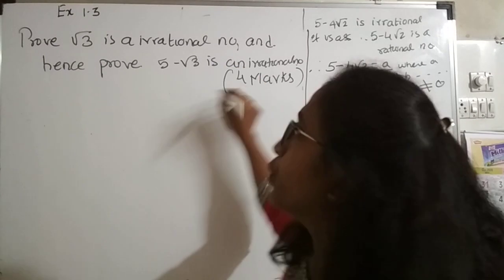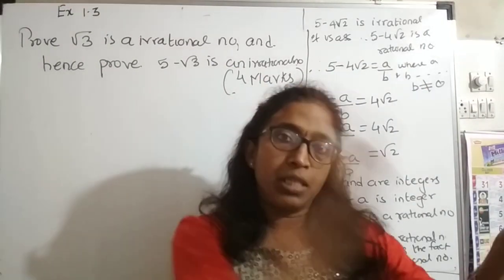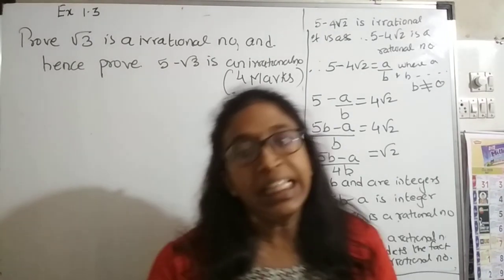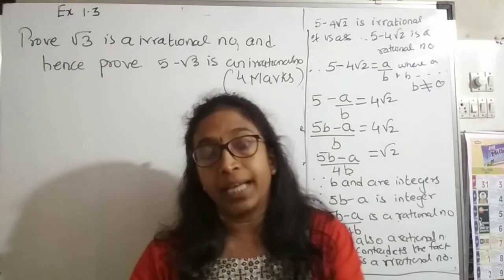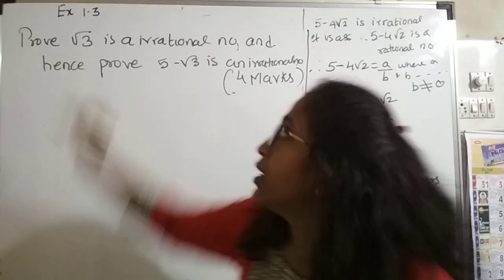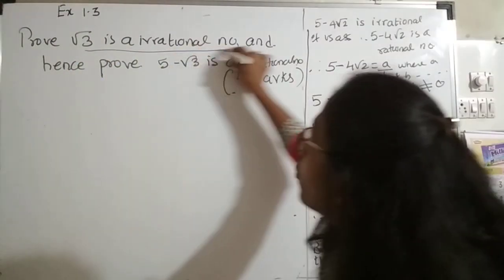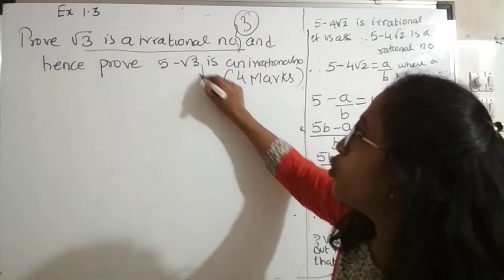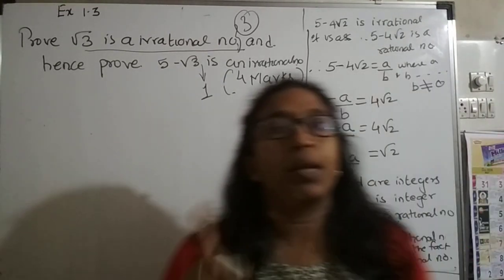Now in this case what will you do? Will you prove that root 3 is an irrational number, the whole theorem, and then again for 3 marks will you prove? No. In this case I will suggest, if this kind of question comes for 4 marks, the bifurcation will be: to prove the theorem, this will be for 3 marks. And to prove this will be only for 1 mark.